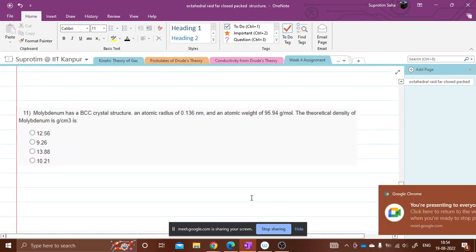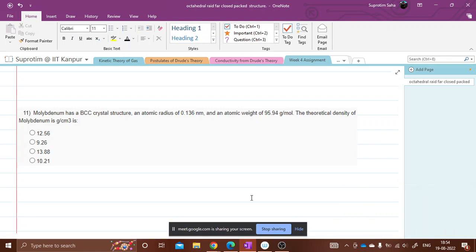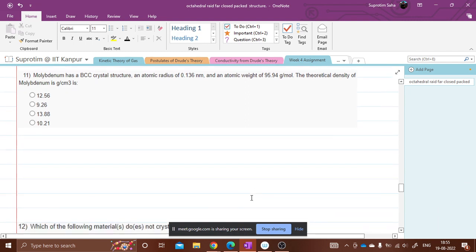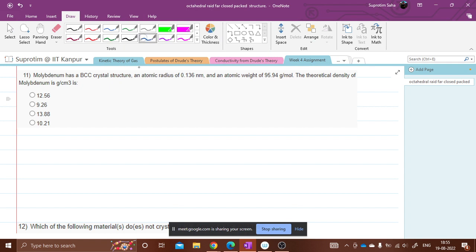Molybdenum has a BCC crystal structure, an atomic radius of 0.136 nanometer, and an atomic weight of 95.94 gram per mole. The theoretical density of molybdenum in gram per centimeter cube is? So the formula you have is rho equals nA by Vc times NA. n is the number of atoms per unit cell.